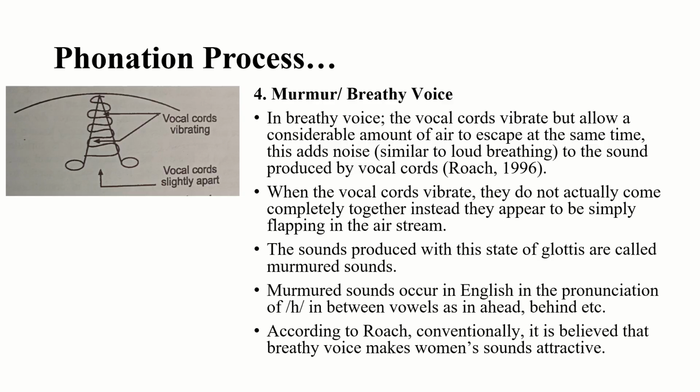And the another one is murmur. Through this state of the glottis, breathy voice is produced. Then what happened here? Vocal cords are slightly apart, and there is a vibration. In breathy voice, the vocal cords vibrate but allow a considerable amount of air to escape at the same time. This adds noise to the sound produced by the vocal cords. When the vocal cords vibrate, they do not actually come completely together. Instead, they appear to be simply flapping. They remain flapping in the air stream, and the sounds produced with this state of glottis are called murmur sounds.